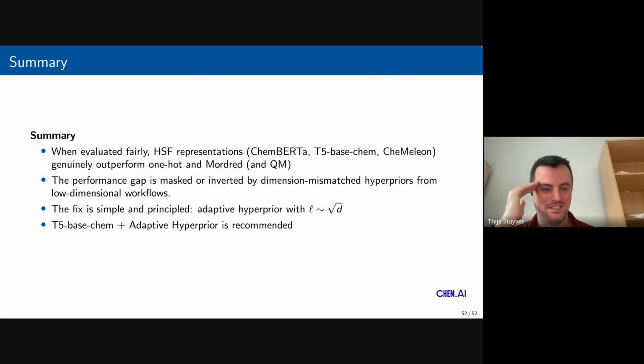I do hope that our main message has come through, namely that hidden space featurizations can really work. And it just requires you to set good hyperpriors. It's actually a relatively simple solution, and we propose a strategy that we think is broadly applicable. And we really want to encourage experimentalists who oftentimes struggle with getting good results with Bayesian optimization to try out this T5 Basecamp plus adaptive hyperprior combination. Thank you very much for your attention.